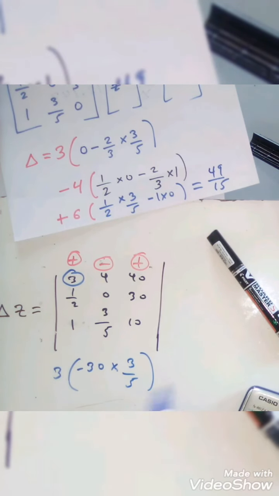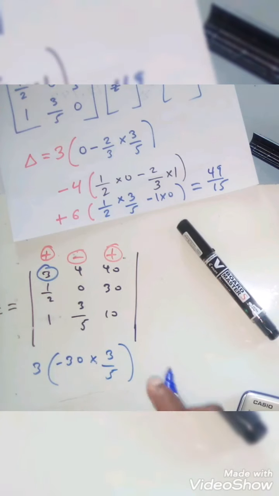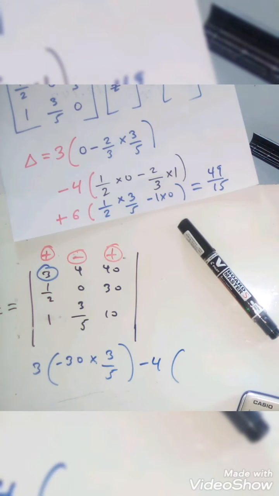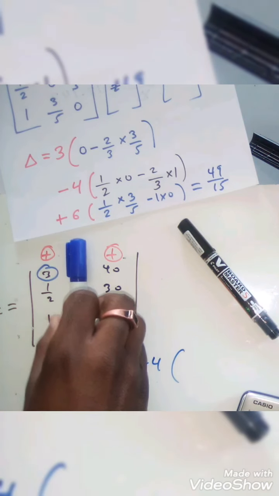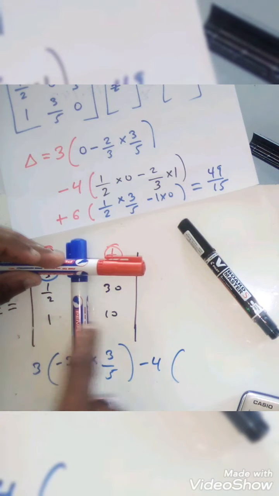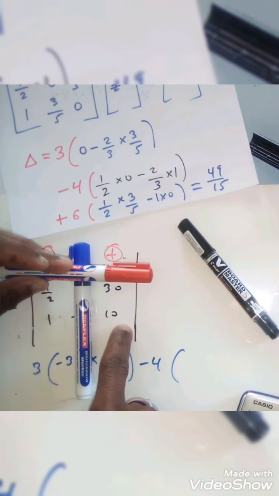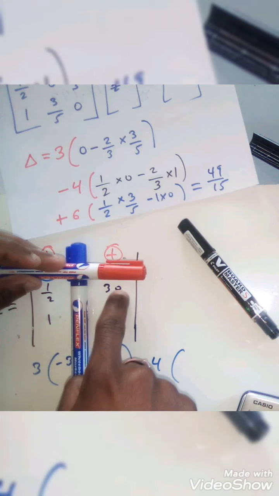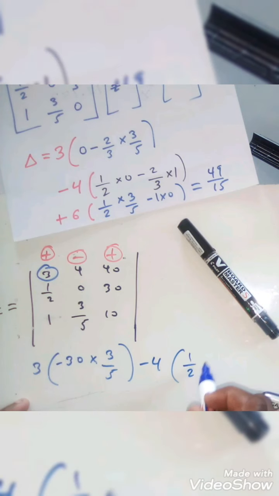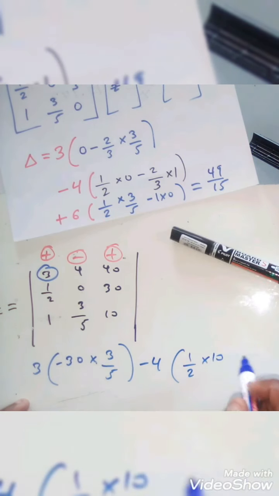So the next one is going to be negative 4. So I have negative 4. And then I do the same thing. So the column associated with 4 and the row associated with 4. So now I have 1 over 2 times 10 minus 3 times 1. So I have 1 over 2 times 10 minus 30 times 1.